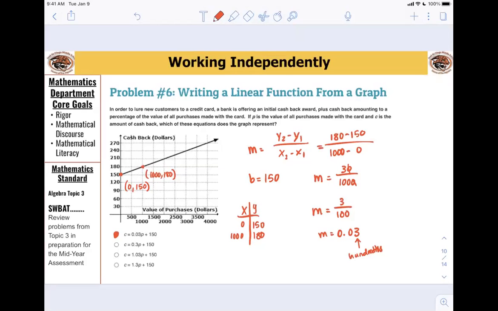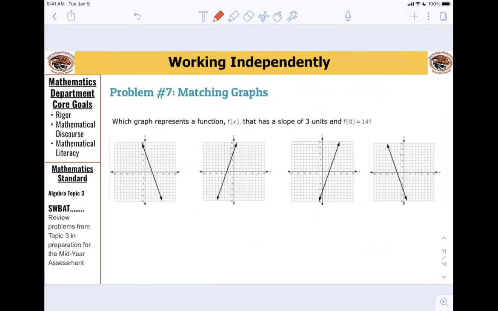Okay, number 7. Number 7 we also did together one time during class. You have to match the graph to the correct one. Slope is 3. Since the slope is 3, what can I get rid of? A and D. I can get rid of A and D, because both of those have a negative slope, and I know I need a positive one.